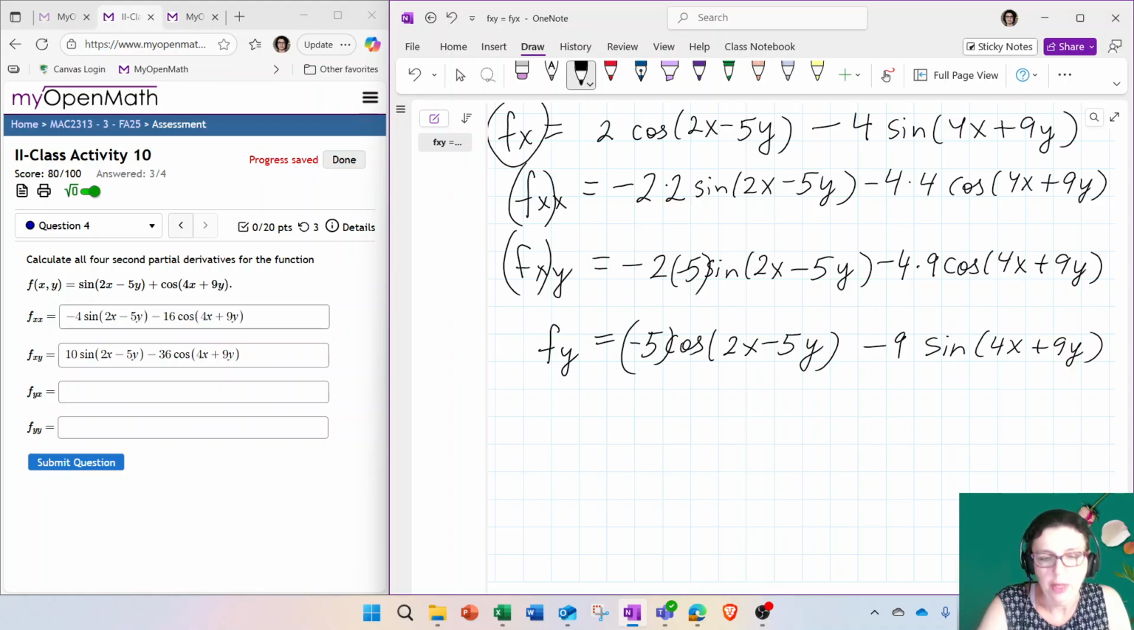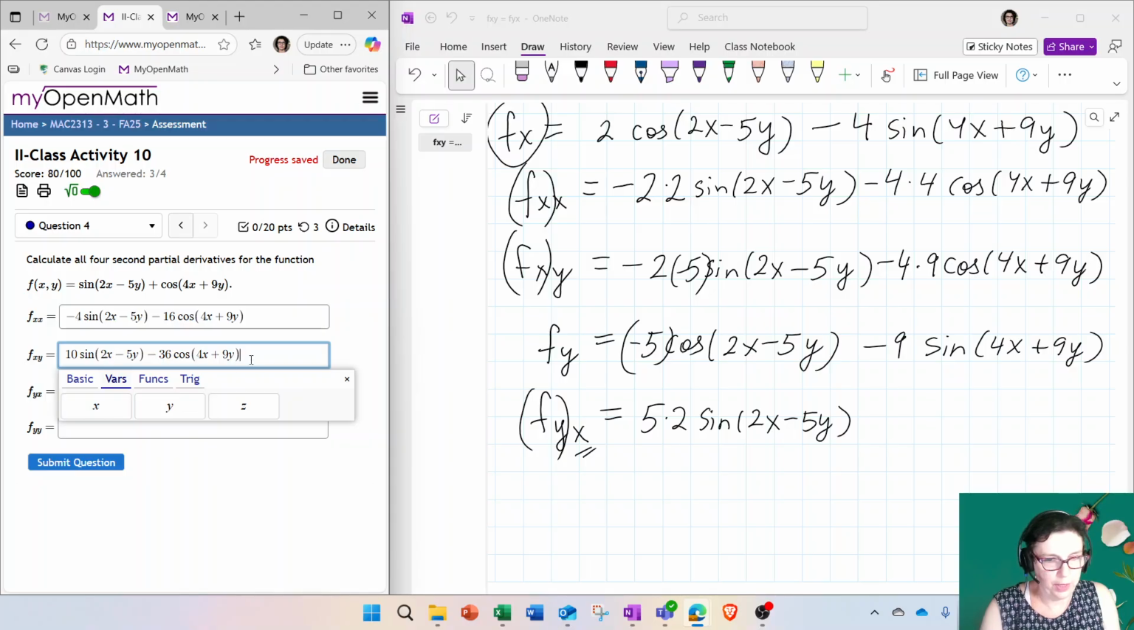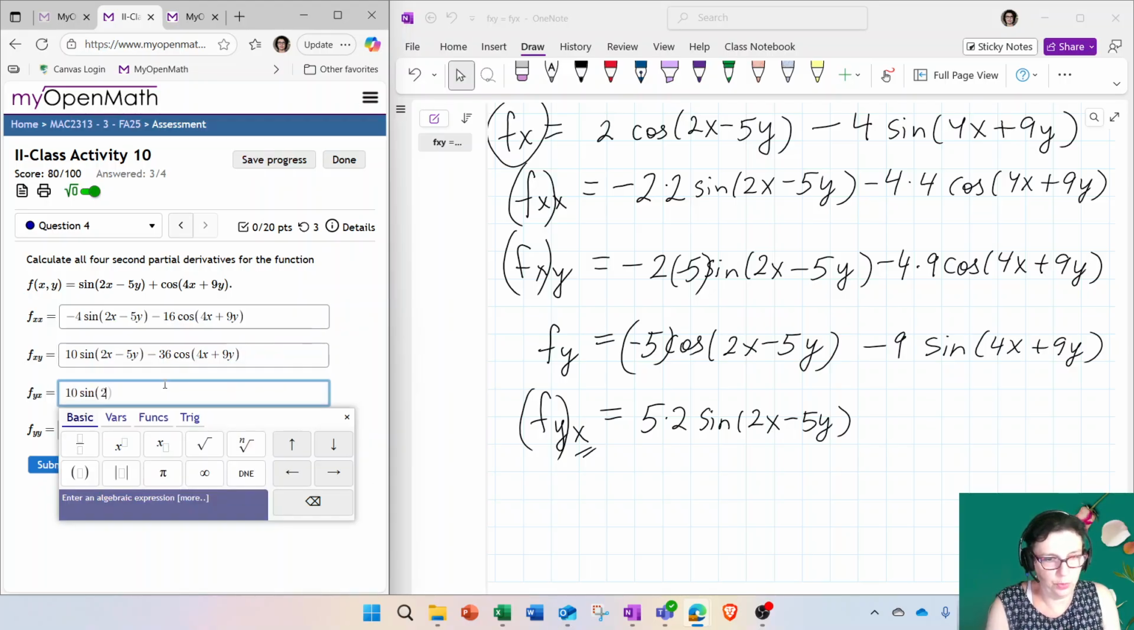which is a 9. Okay, now let me demonstrate that the mixed partials are actually the same. So if I were to do this one, which means take fy and take the derivative of that with respect to x, well, the derivative of cosine is negative sine, so that negative is going to disappear. So this is going to be sine(2x minus 5y) multiplied by the derivative of the thing with respect to x, which is 2. So this becomes 10. Okay, so this part right here, 10 sine(2x minus 5y). So far so good, because this has to match.